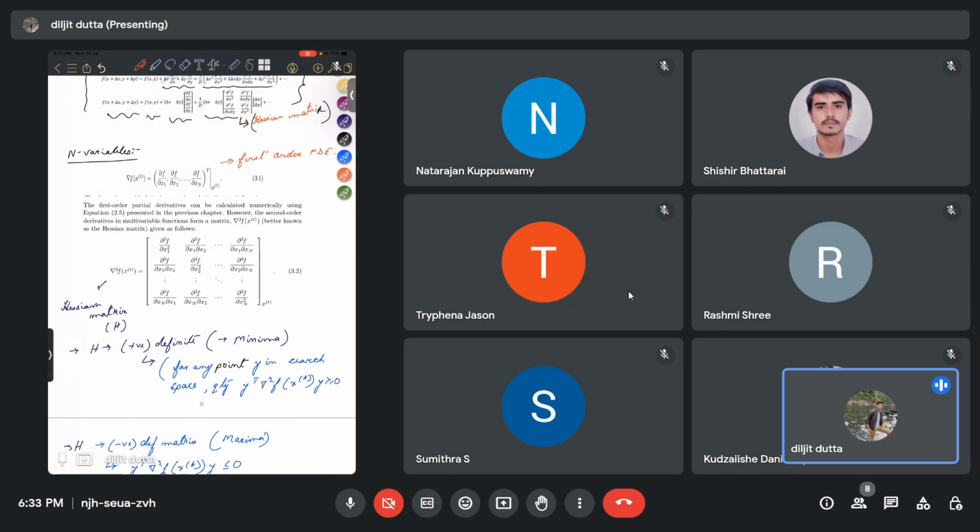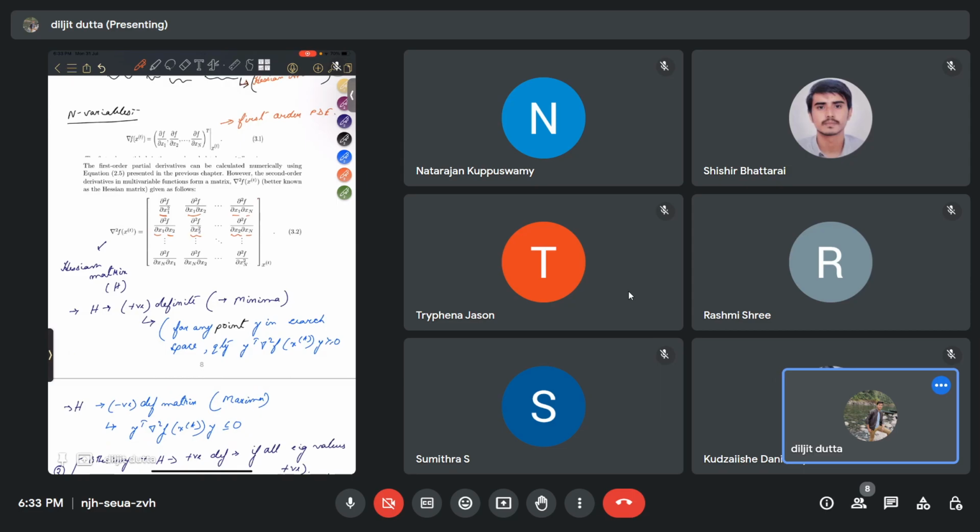into del x2. So the first variable will be the same: del x1 x1, del x1 x2, and so on up to del x1 xn. Similarly, for the second row, remember del square f by del x1 del x2, where x2 will be the common variable, then del x2 square, similarly up to del x2 into del xn. Similarly for the nth row. In this way we get the Hessian matrix.